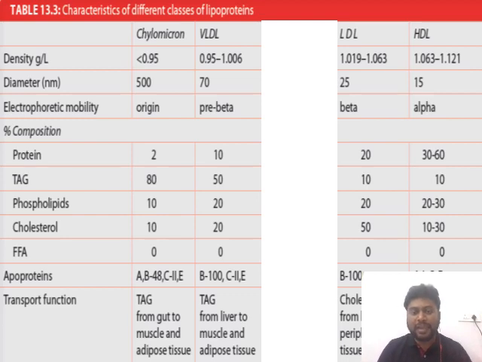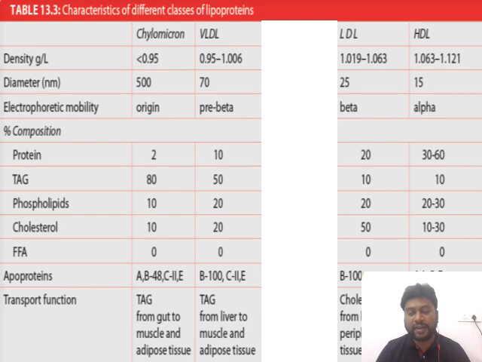Coming to LDL, here the major component is cholesterol. Almost 50% of the LDL is made up of cholesterol. Whereas coming to HDL, here the major components are proteins and phospholipids. So these are the major components of the various lipoproteins. Chylomicrons and VLDL are triglyceride rich, LDL is cholesterol rich, whereas HDL is mainly made up of proteins and phospholipids. So this is the third fact.